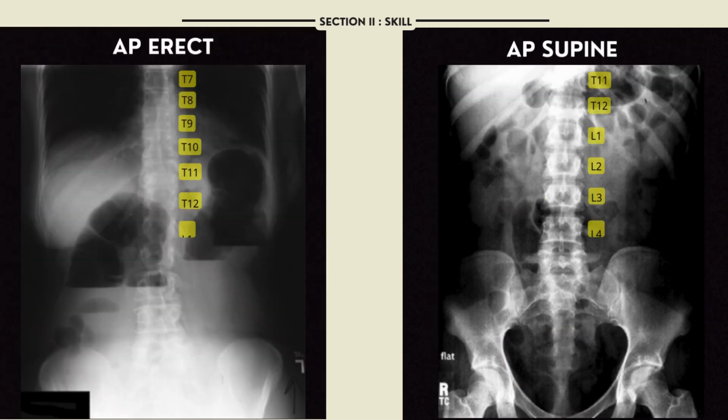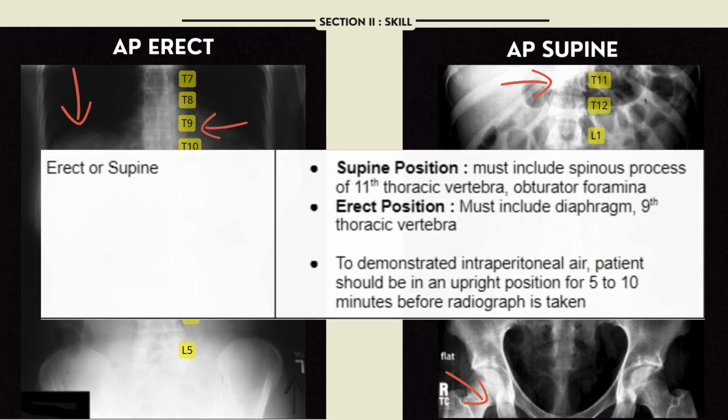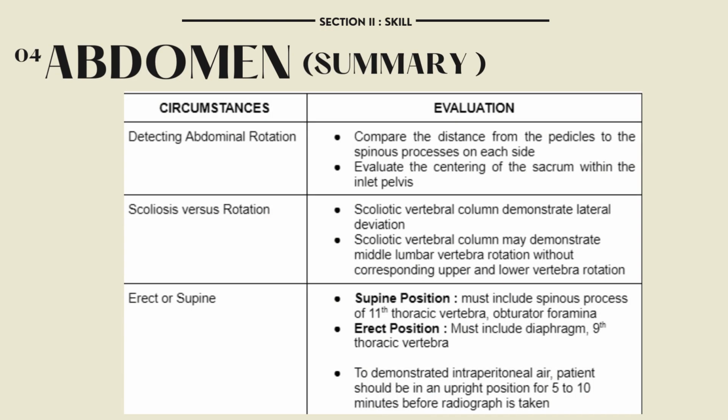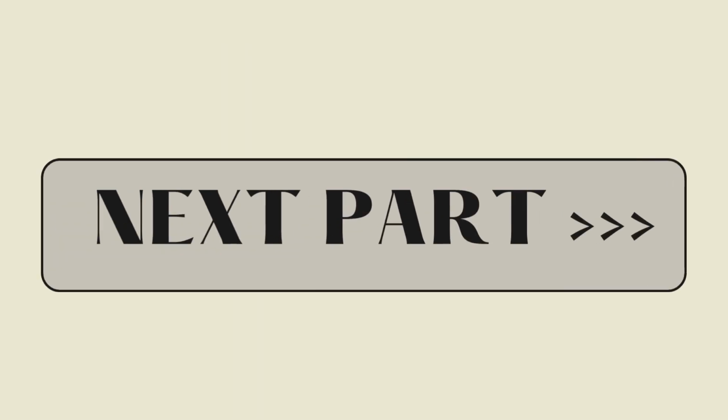This is the comparison between AP-erect and AP-supine projection. In AP-supine, the region should include the spinous process of the 11th thoracic vertebra until the obturator foramen. Meanwhile, in AP-erect, the mid thoracic vertebra and the diaphragm should be included. This is the summary of abdomen positioning. You can also learn the difference between scoliosis and rotation. That's all for this video.